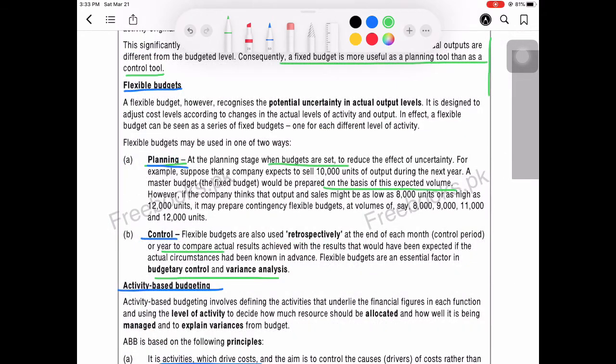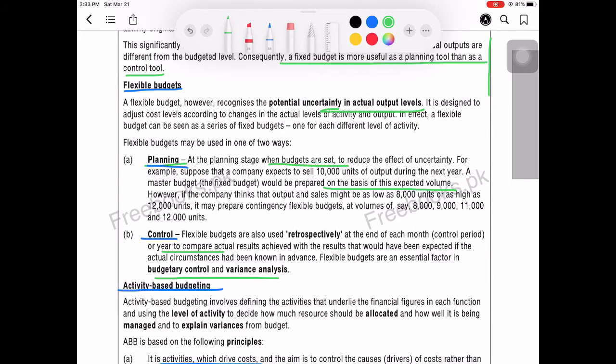Now let's check the flexible budgets. A flexible budget, however, recognizes potential uncertainty in actual output levels. It is designed to adjust cost levels according to changes in the actual levels of activity and output. In effect, a flexible budget can be seen as a series of fixed budgets, one for each different level of activity. Flexible budgets may be used in one of two ways.